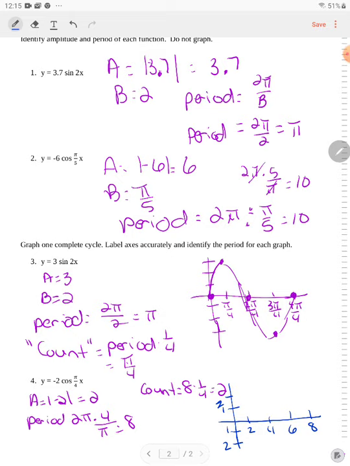Cosine should start at 1 when it's at 0. But because it's negative, it goes to -2, then to 0, then the amplitude 2, back to 0, and back to -2 because we flipped it over the x-axis. So that would be a picture of one period for this graph. So there are great basic graphs and pictures.